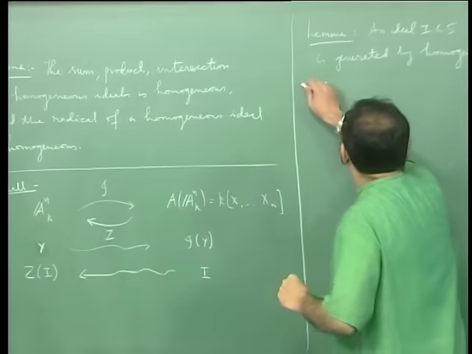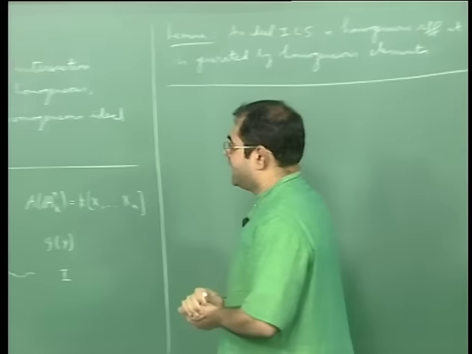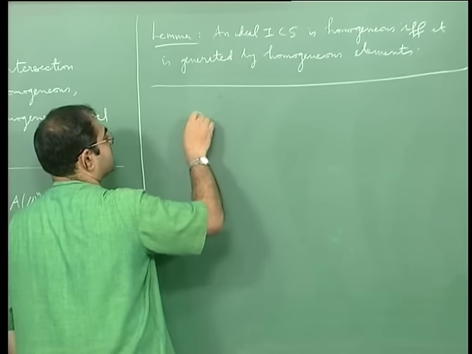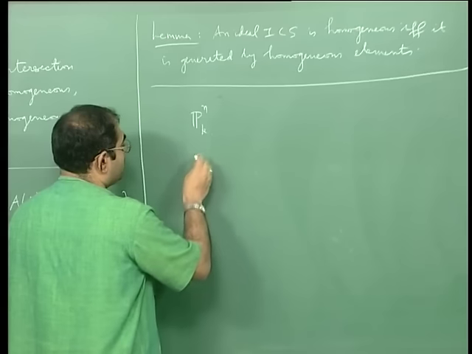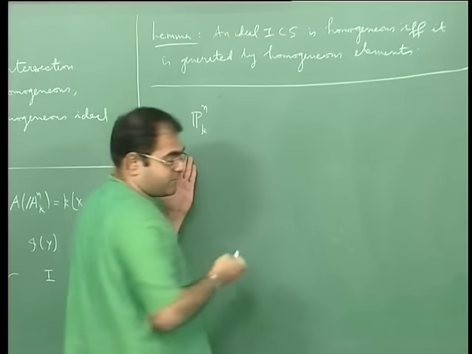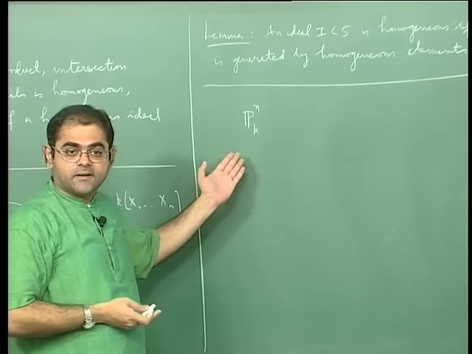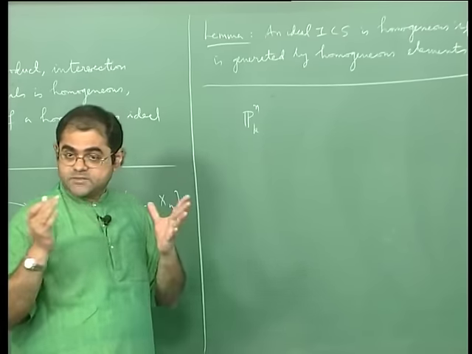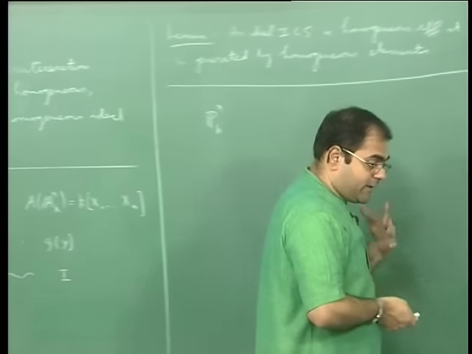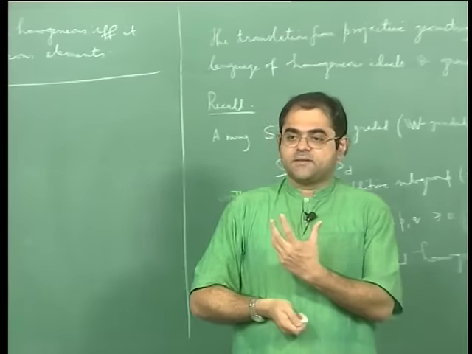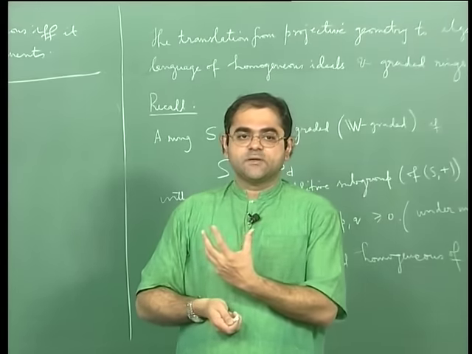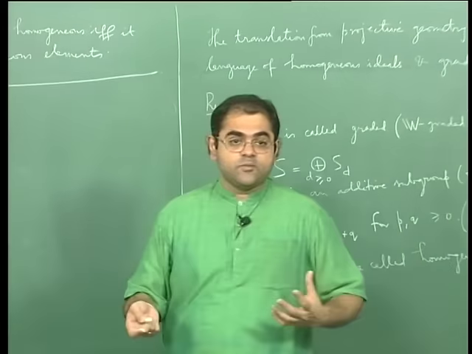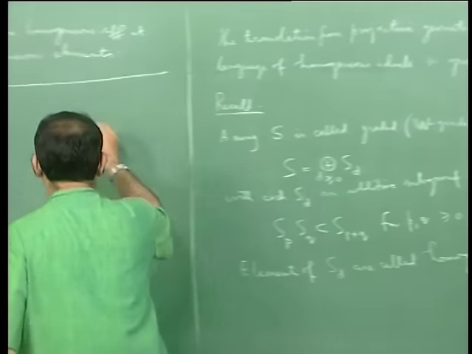And the reason I need it is the following. Recall that on projective space we have defined algebraic sets, closed sets, as zero sets of a bunch of homogeneous polynomials, okay. And again, instead of just taking the zero set of a bunch of homogeneous polynomials, you can take the zero set of the ideal generated by these homogeneous polynomials, and by this lemma that ideal will be a homogeneous ideal, okay. So we will do the following thing.